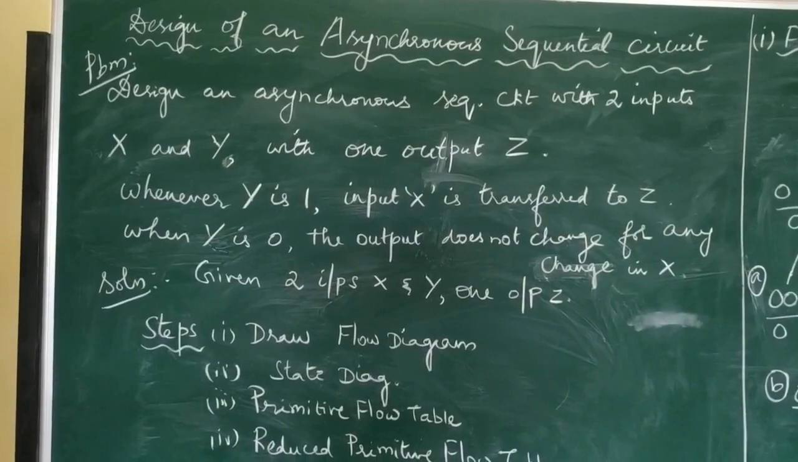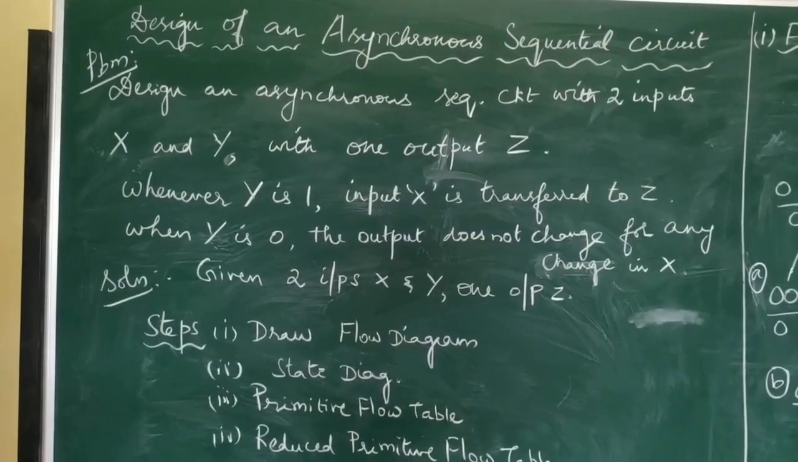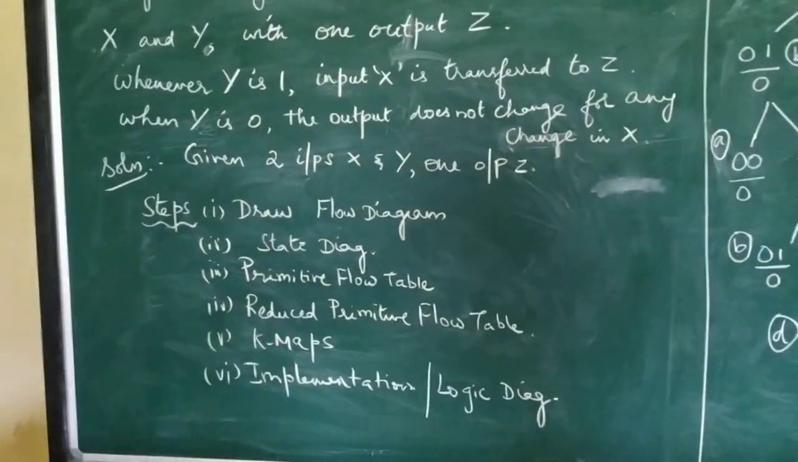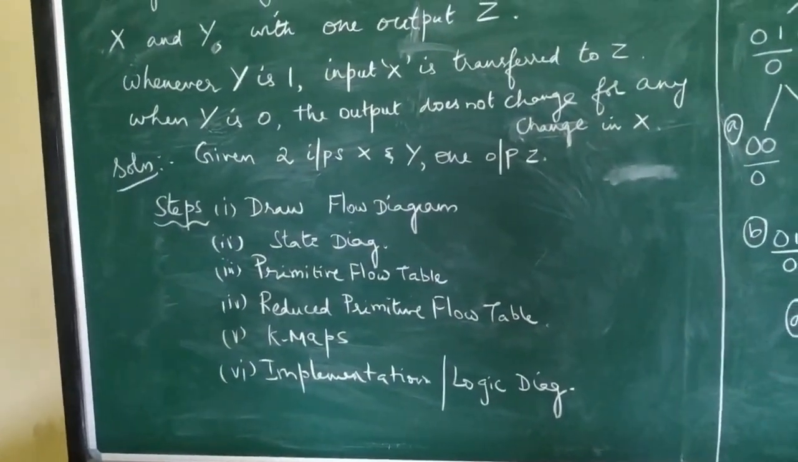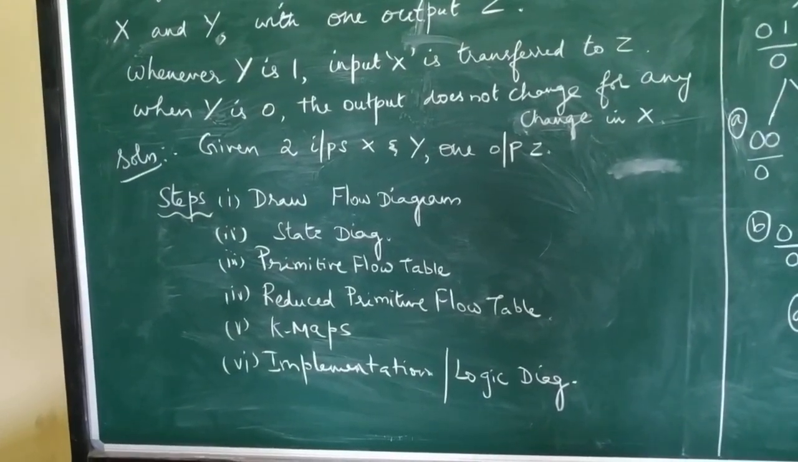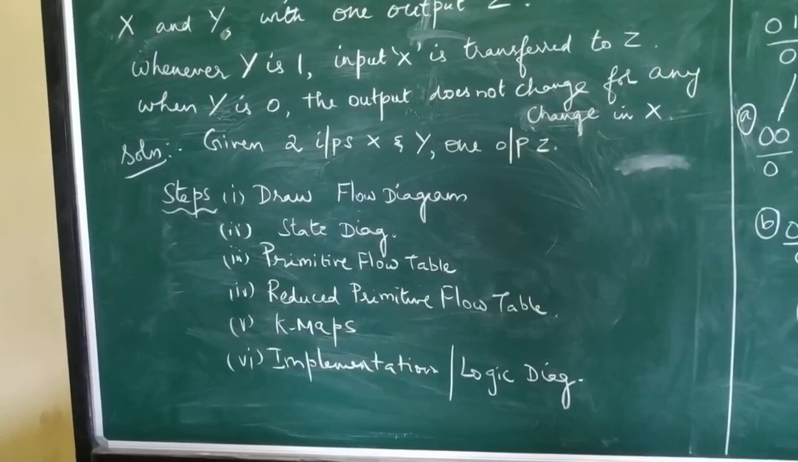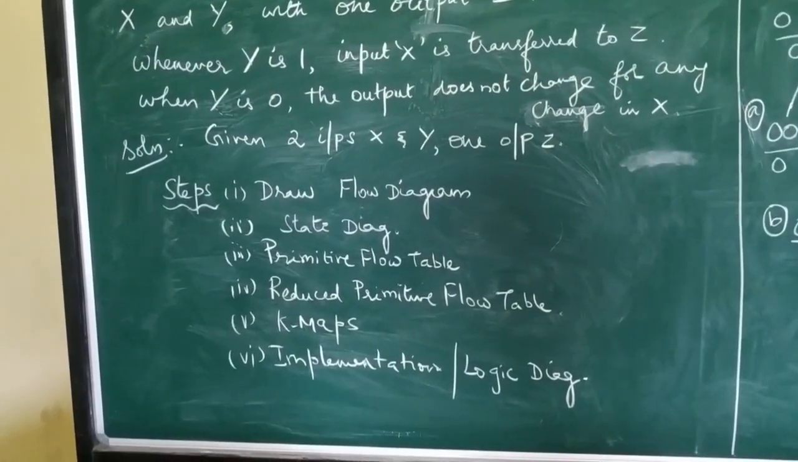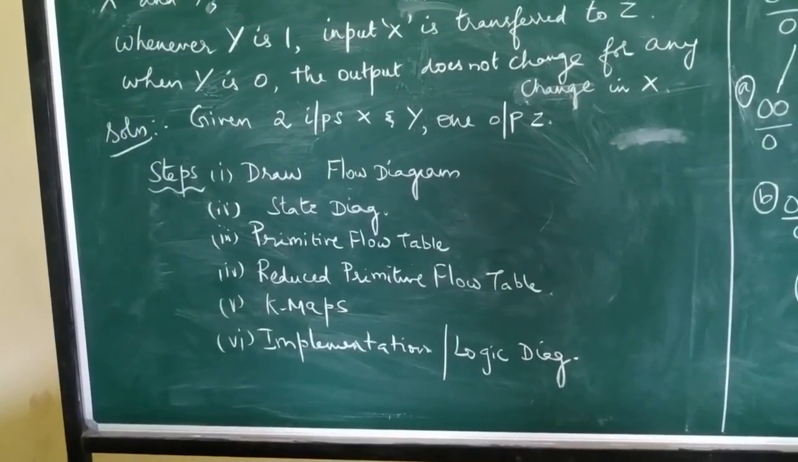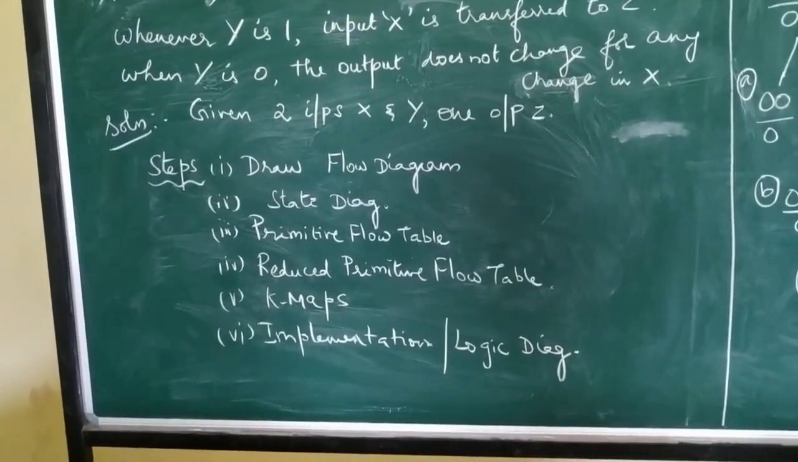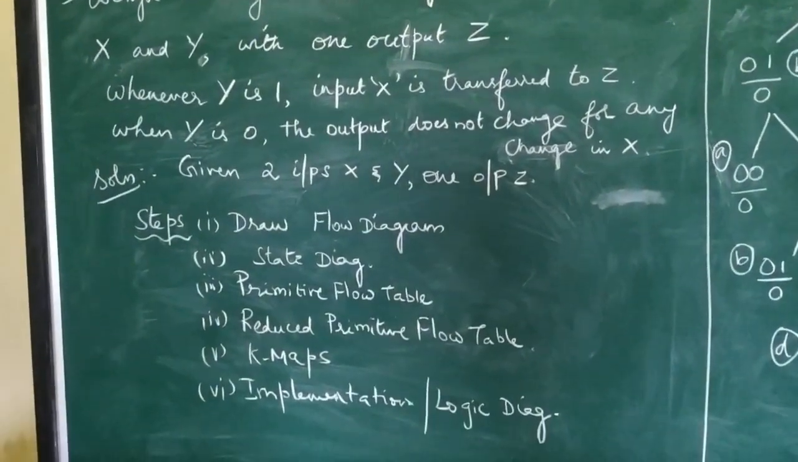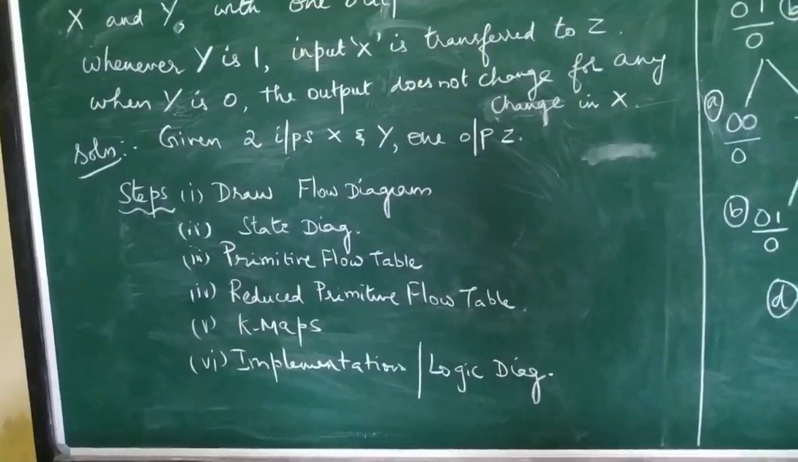So the problem, what is given? Two inputs x and y, one output z. And what are the steps that you have to follow to solve it? Number 1, draw the flow diagram. Next, state diagram. Next, the primitive flow table. And then reduced primitive flow table. And then the K-maps. At the last, it is the implementation, that is the logic diagram of this asynchronous sequential circuit. To start with, first we should do the flow diagram.